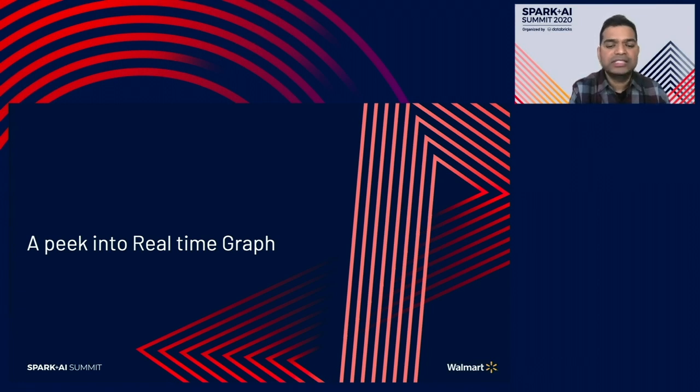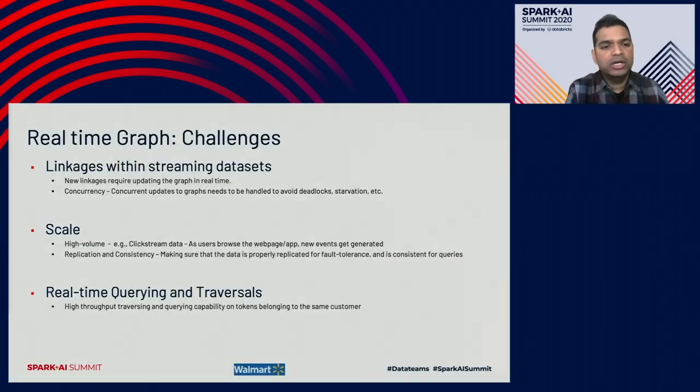So what kind of challenges lie ahead? A few challenges that we look at: if linkages are coming in a streaming fashion and you want the graph to be updated in real time, one challenge is concurrency. That means, what if there are two linkages coming for the same graph at the same time? How do we make the connected component have a consistent and right output without leading to deadlocks or starvation in creating the connected components? That's an important challenge.